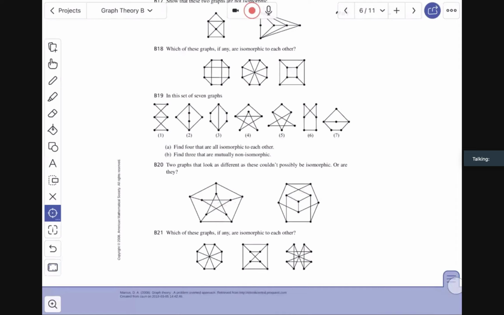And same thing here. Maybe the 3 of them are isomorphic, or maybe it's 2 and 1. So classify them. Say these two are and this one isn't, or say all of them are, or say none of them are isomorphic. Okay?